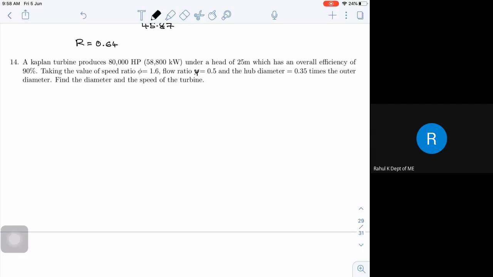Now let's take up the solution. Okay, what is given is the power, which is 58,800 kilowatts. The head developed, that is the head under which it is working, H is equal to 25 meters. The overall efficiency is around 0.9 and the speed ratio is around 1.6. Your flow ratio is around 0.35.